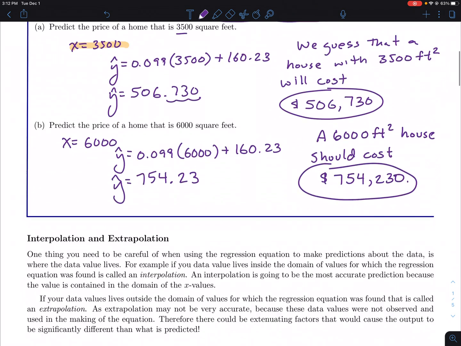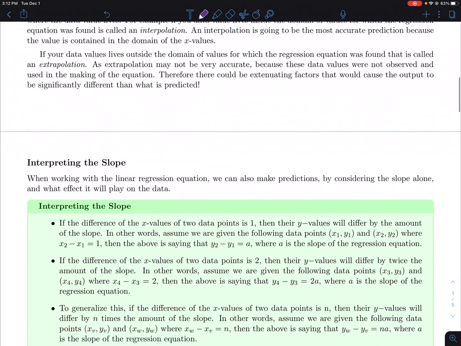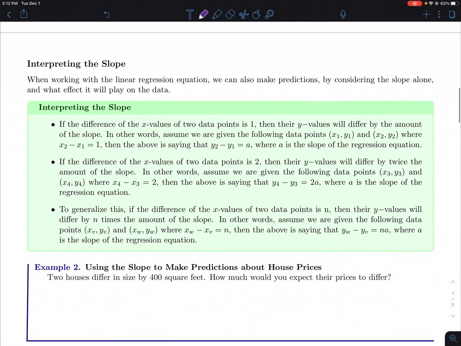All right, so let's go on to how else we can use this data, or the regression line, as a way to predict data. So another thing that we can do is what's called interpreting the slope. So we can make predictions by considering just the slope alone and what effect it will play on the data.